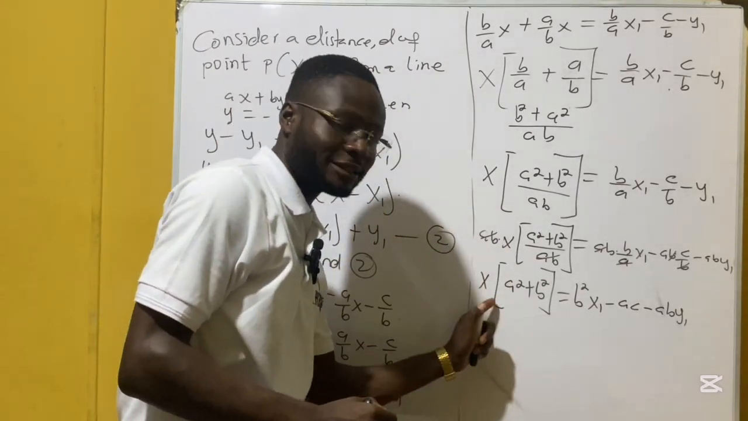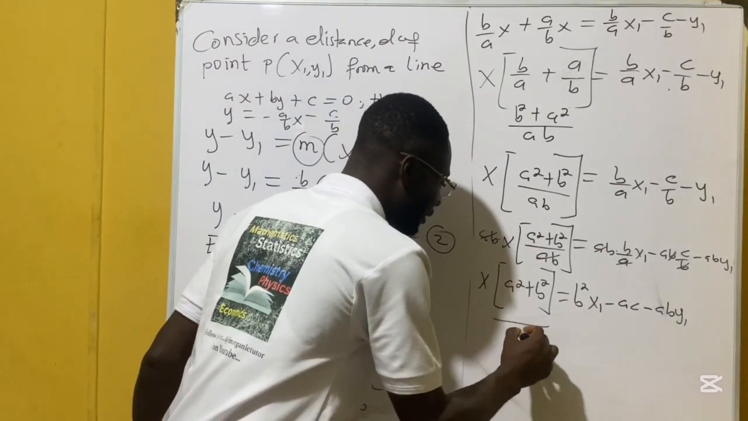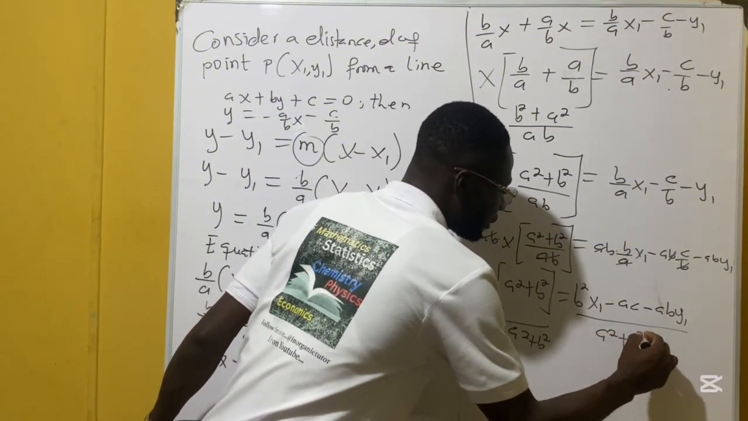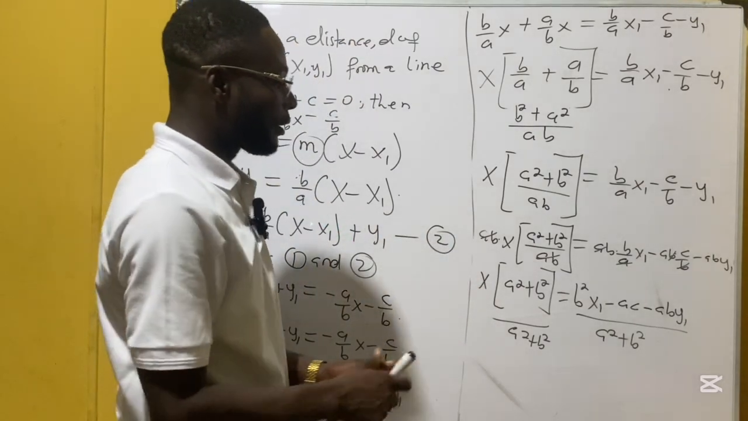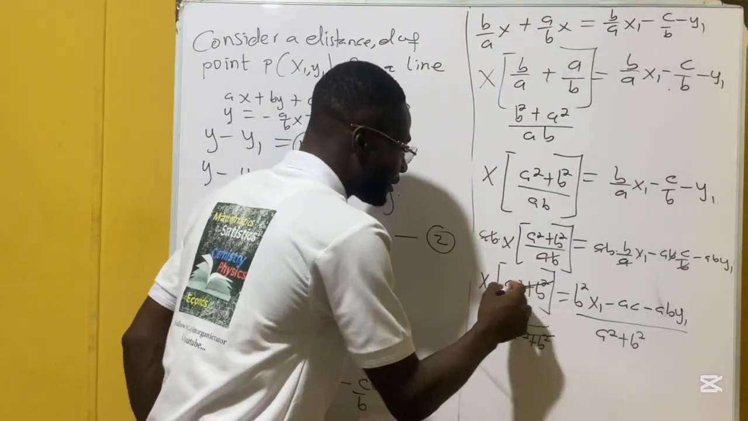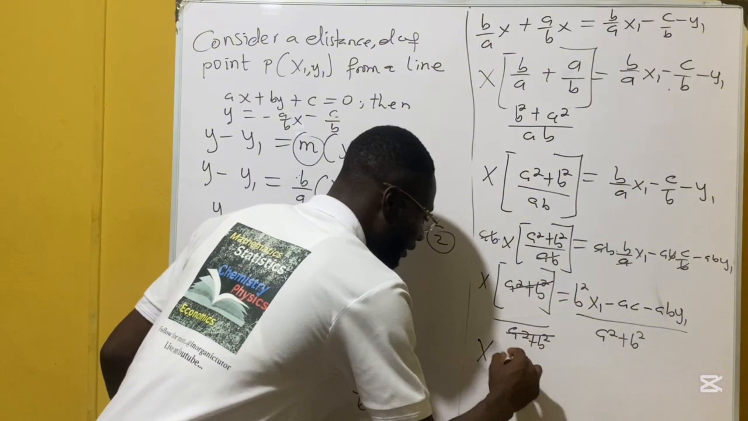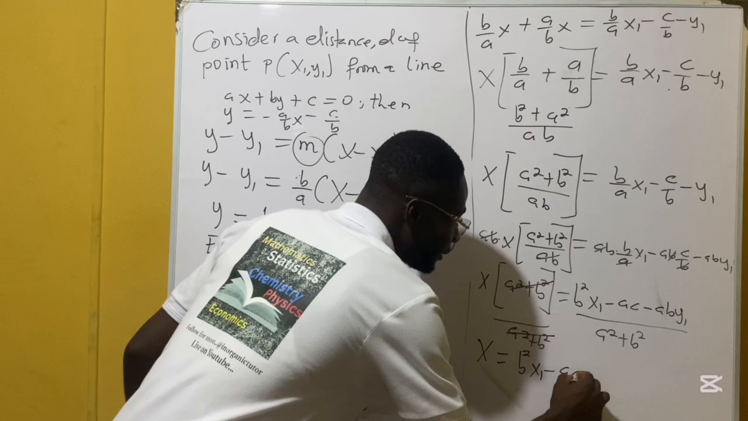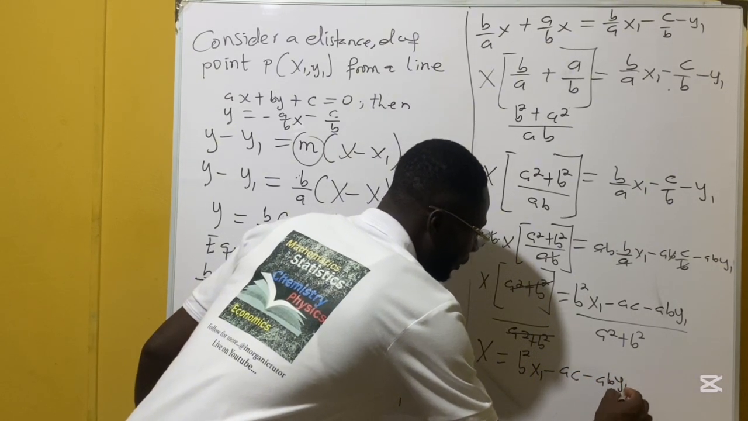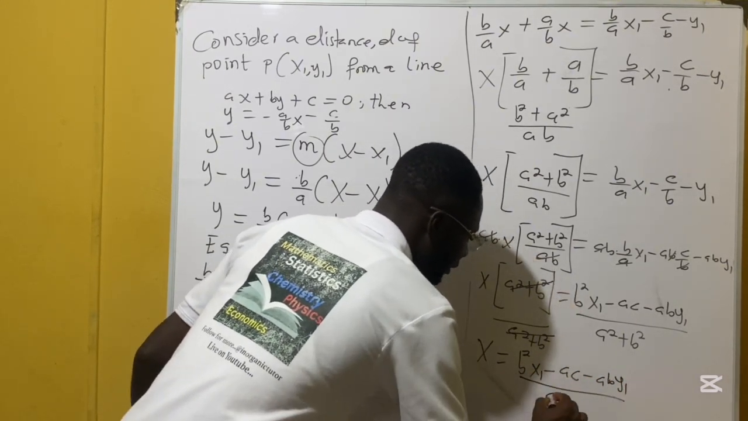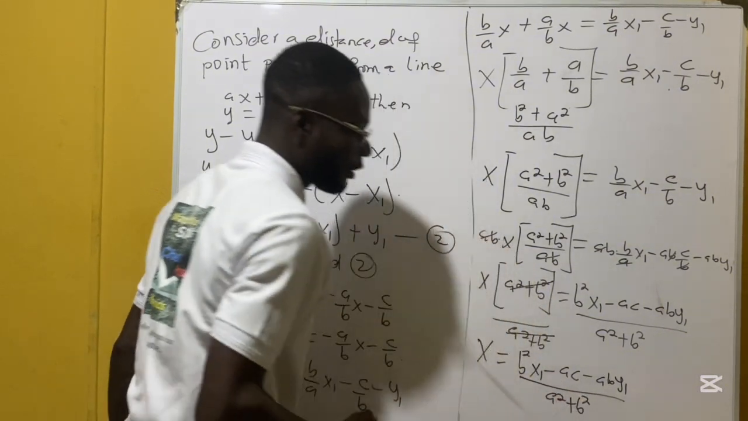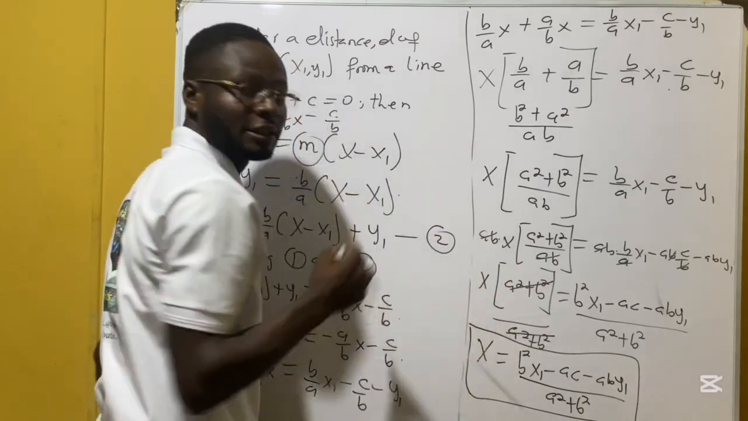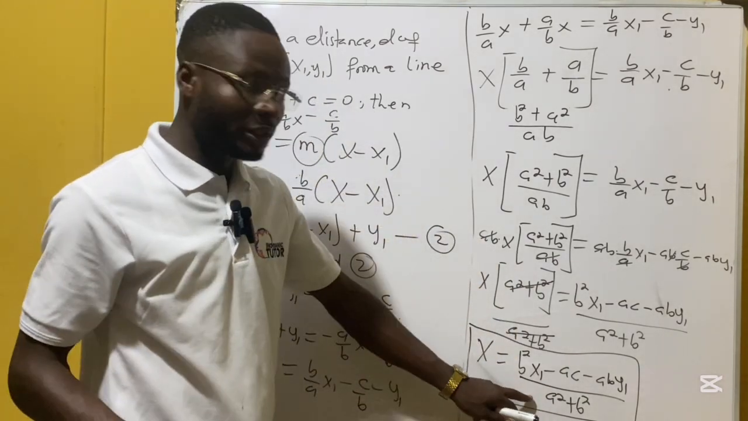So trying to make x the subject here, we divide here by a squared plus b squared, here by a squared plus b squared, right? So basically this cancels this, and then we're going to have x equals b squared x1 minus ac minus ab y1 all over a squared plus b squared, right? So this is the first coordinate for D, right? This is the first coordinate for D.